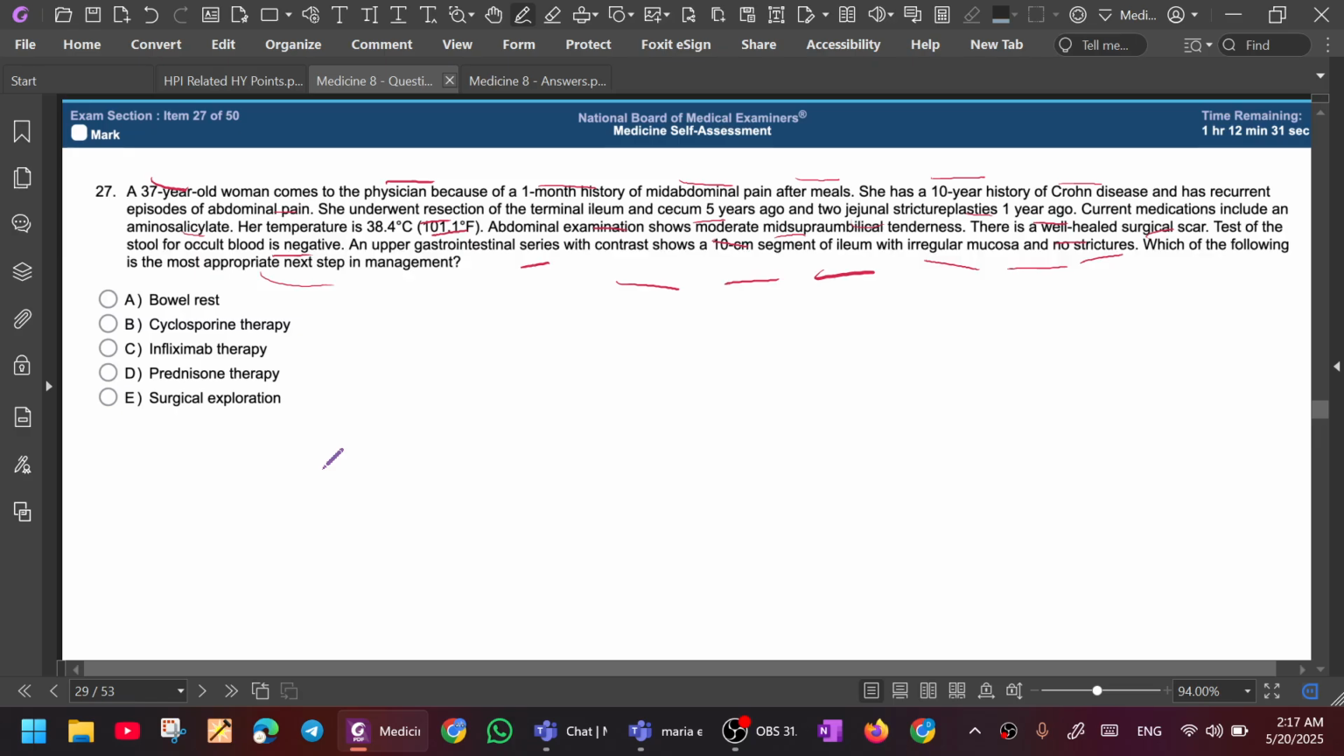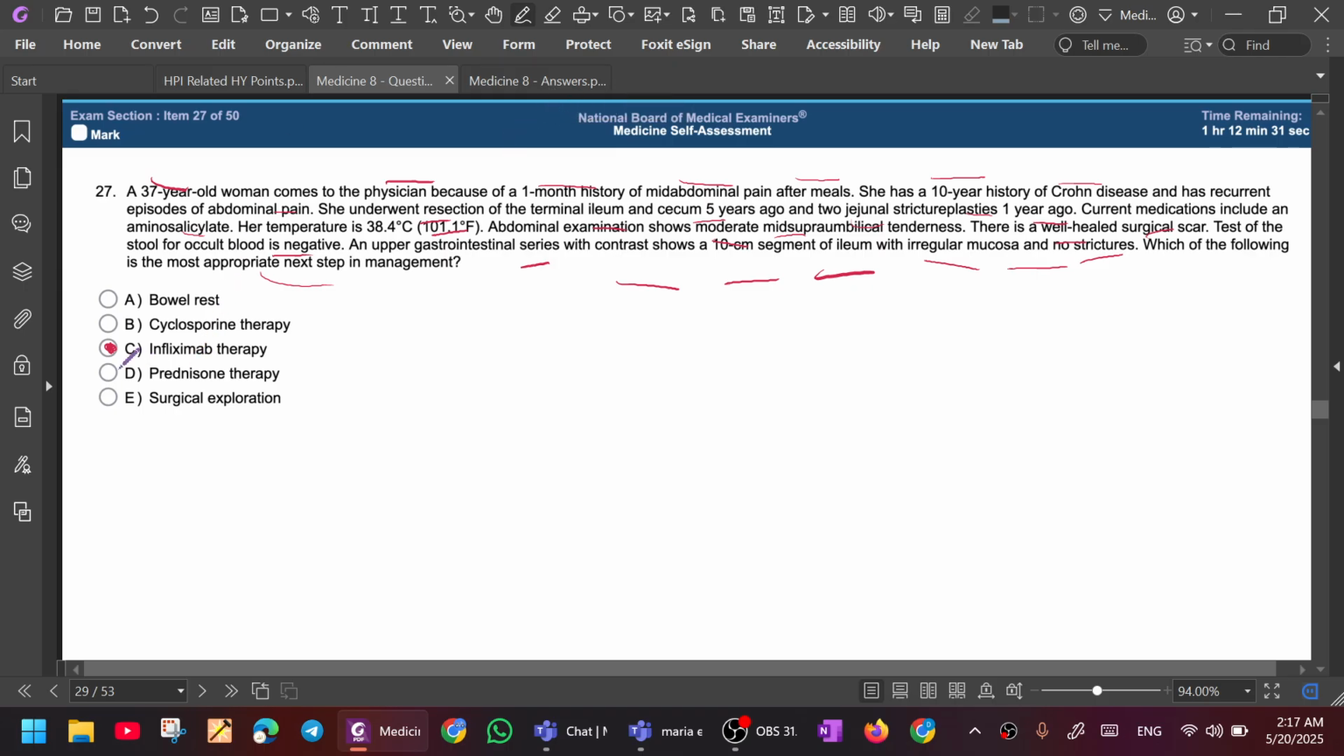Crohn's. Is there any fistula? Is it fistulating, or is it acute? Okay, give your answer.